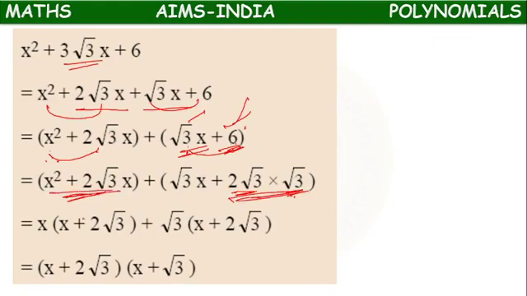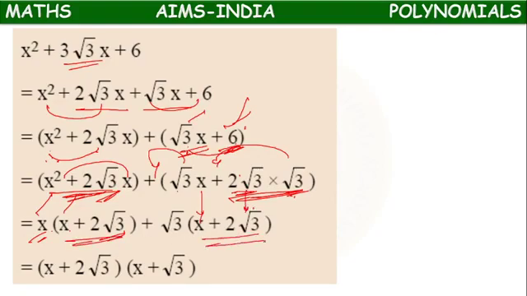Now, in the first two, we can take x common. x is going out, 2 root 3 is remaining. Here, root 3 is taken out, x is remaining, and 2 root 3 is remaining. x plus 2 root 3, x plus 2 root 3, we can take it common. Here x is remaining, here root 3 is remaining. Okay. Now, we got two factors.